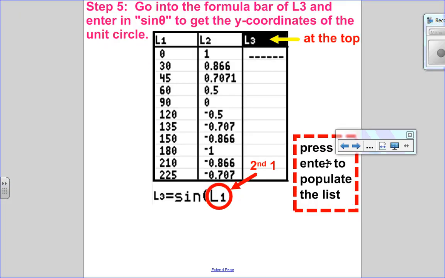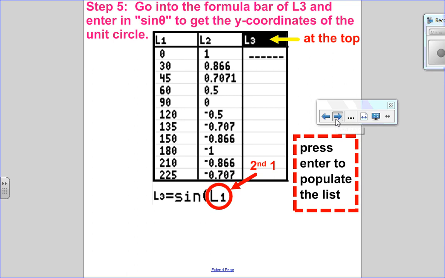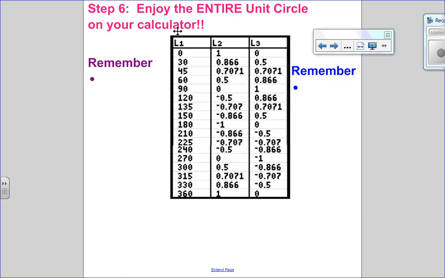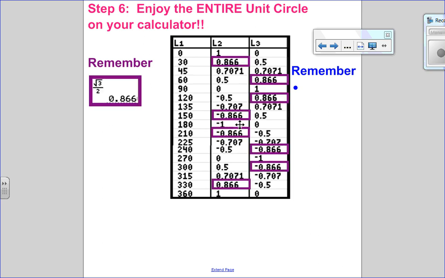So now what I can do is my favorite step, which is step number 6, enjoy the entire calculator having the unit circle ready for you. So if I go through here, I know that 0 degrees is 1 and 0, 30 degrees is 0.866 and 0.5. Well, I know 0.5 is a half. What was 0.866 again? Well, remember that 0.866 was root 3 over 2. So anytime I see that number, I know it's root 3 over 2. So then I know 30 degrees is root 3 over 2 and a half.